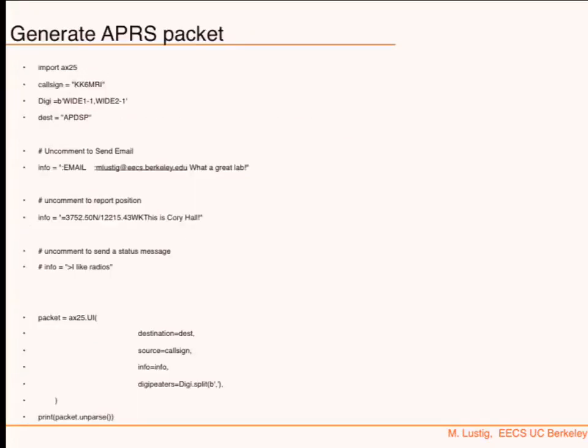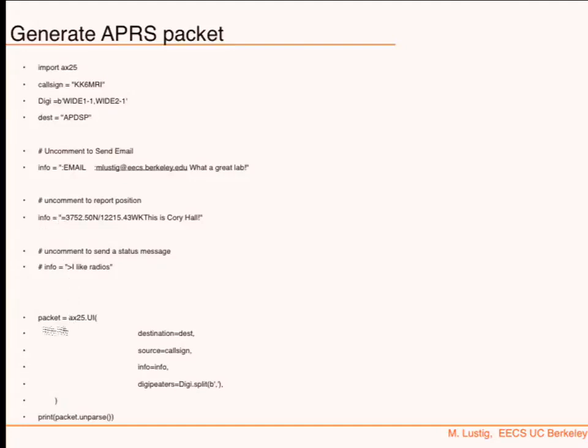So how do you generate an APRS packet? You import AX25, set your call sign, KK6MRI, and the digipath. You create this string, WIDE1-1, WIDE2-1, with destination APDSP. The info field is this email. This will send an email. If you comment this out, we'll send a report, and so on and so forth.